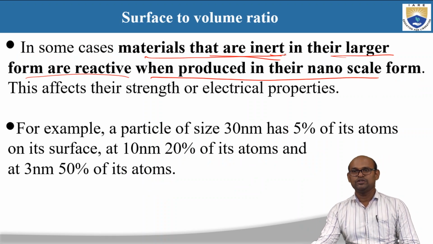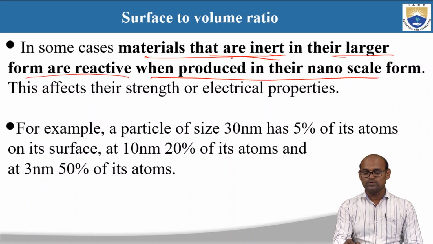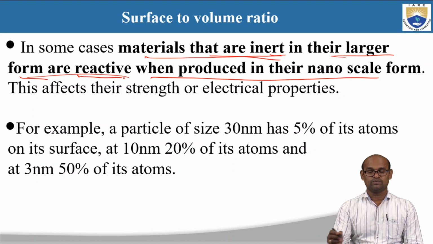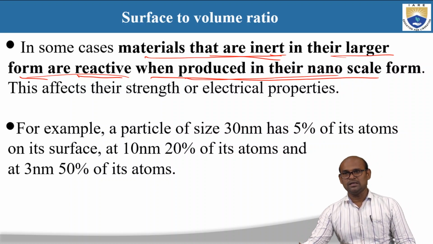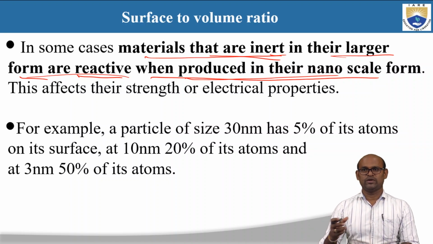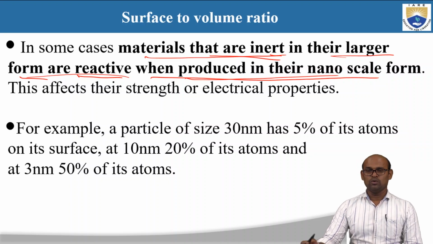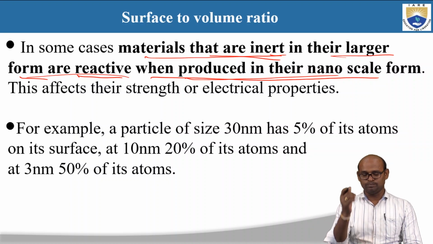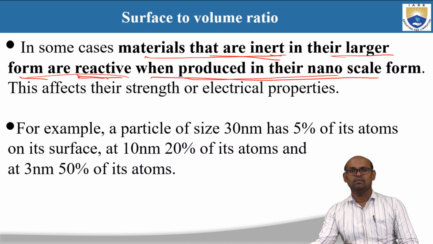Materials which are inert, which do not exhibit any change in their properties when we apply an external field, are called inert materials. So materials which are inert in the larger bulk form can become reactive when we produce nanomaterial. Take a bulk material and check whether it is inert or reactive. Inert means that when you apply some field or add some chemical, it does not show any change in its properties. Now, get nanomaterial from this bulk material by fine graining it, and we can find that the material is going to become reactive.